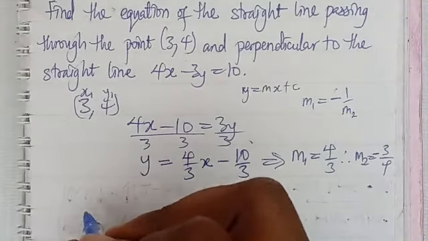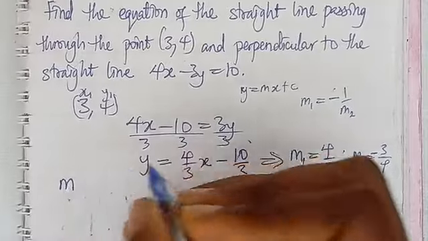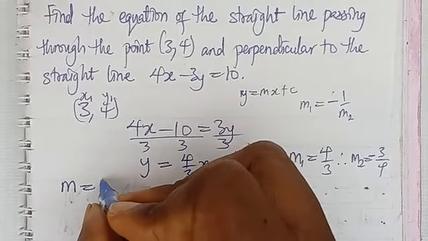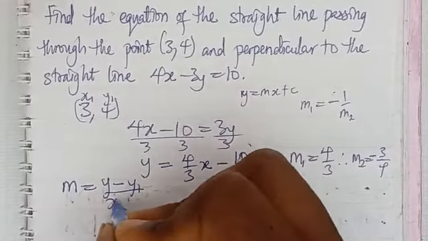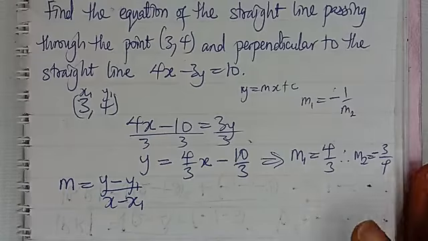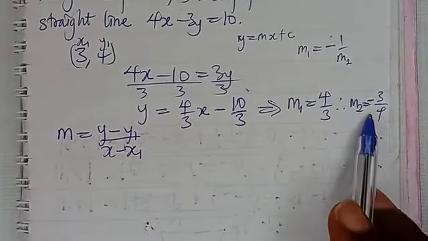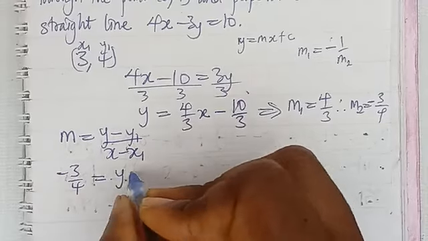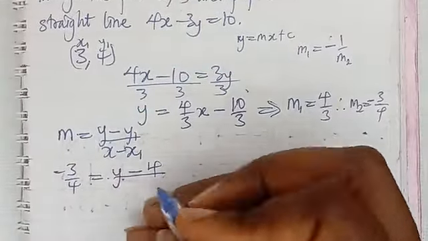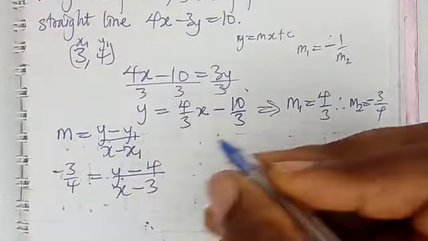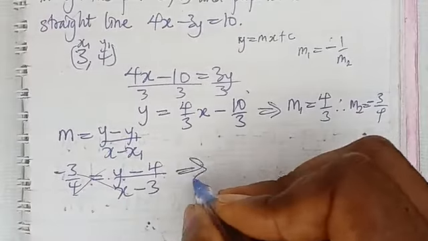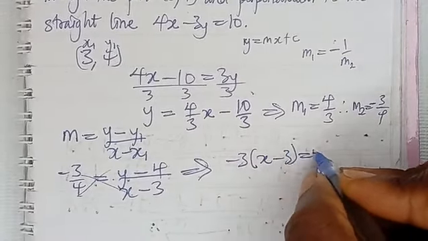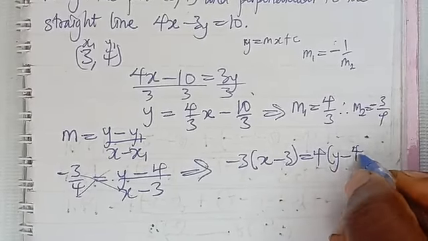Now, let's use what we already know, that when we have the gradient and a point, the gradient is equal to y minus y1 over x minus x1. So, this gradient that we are interested in, which is negative 3 over 4, is equal to y minus y1, which is 4, and then x minus x1, which is 3. We cross multiply. When we do that, we are going to have negative 3 into x minus 3 is equal to 4 into y minus 4.